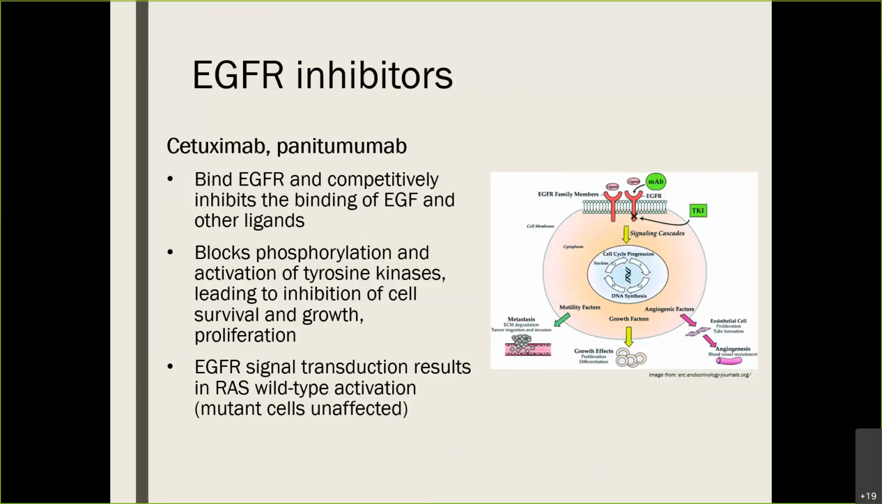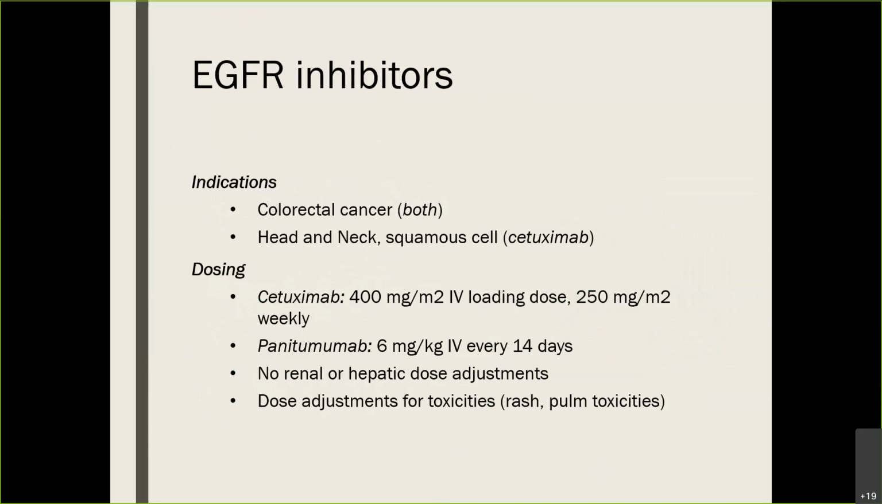And these signal transduction results are only really found in RAS wild type activation. So you need to use these in EGFR-positive disease that is RAS wild type, whereas mutant cells are unaffected by these monoclonal antibodies. Indications, colorectal cancer, they both have an approval for that, but cetuximab has approvals in head and neck as well as squamous cell. The dosing is included on the slides.